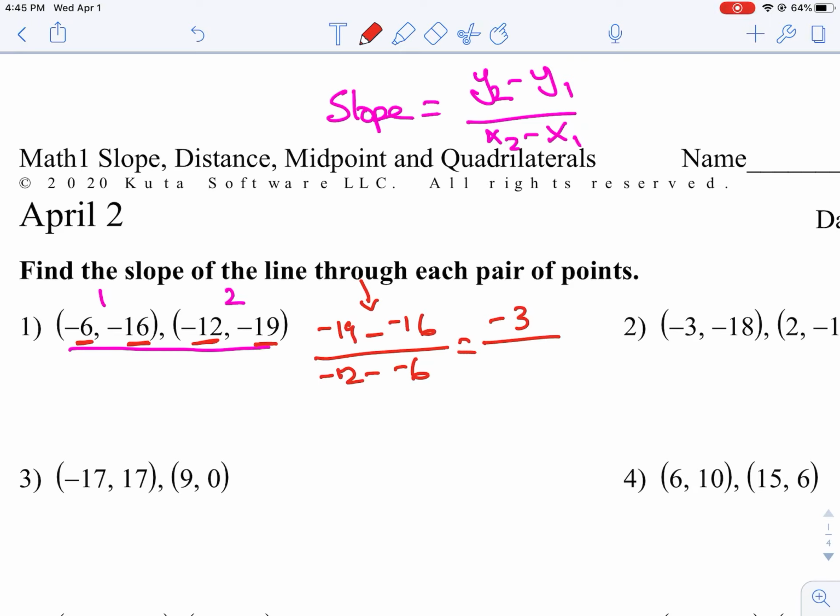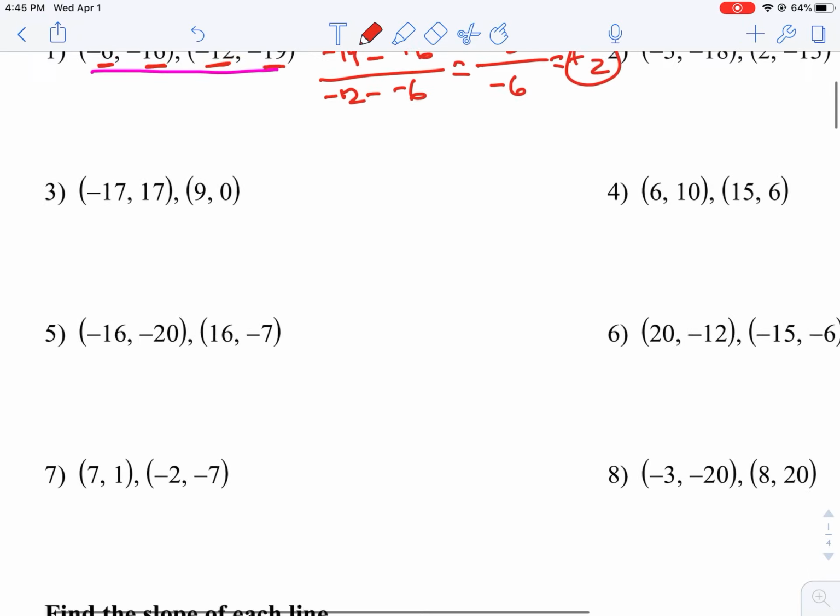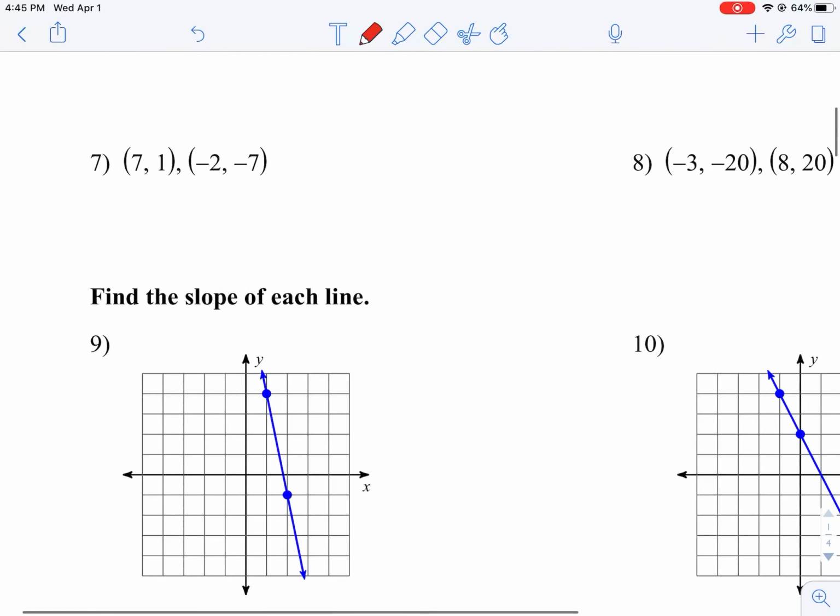Clear that out. Take negative 12 minus negative 6, and I get negative 6. Again, negative over a negative means the signs are the same, so my answer is going to be positive, all right? And 3 over 6 reduces to 1/2. Okay, pretty simple. Now this part here, there's a lot of negatives, so just be careful, use your calculator.